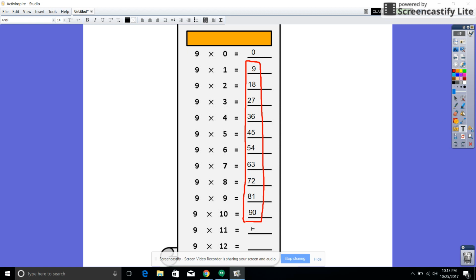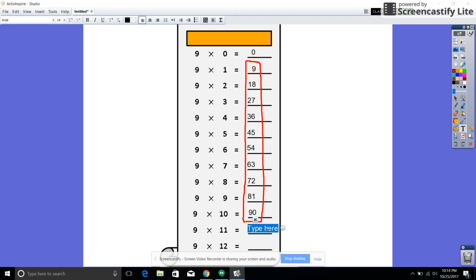So if all else failed and you couldn't remember how to do an array, if you couldn't remember how to skip count, you could write down 9 times 1 is 9, 9 times 2 is 18, 9 times 3 is 27, and remember that the ones place goes down while the tens place goes up, and you could potentially answer all the 9's problems that you have.